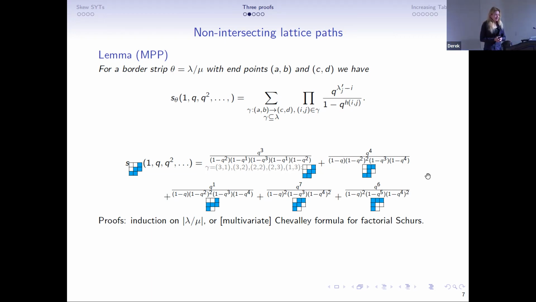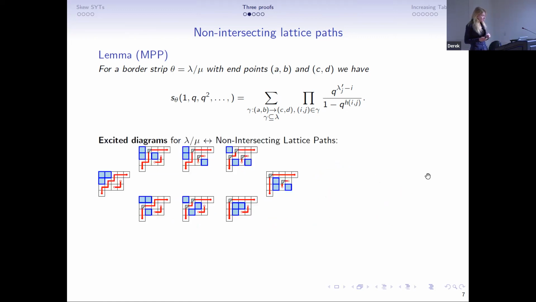Okay. So here is again one example. This time I actually inverted the colors. So the border strip is the blue one, and here are all possible border strips within our shape lambda that we get, and the weights for each one of them.